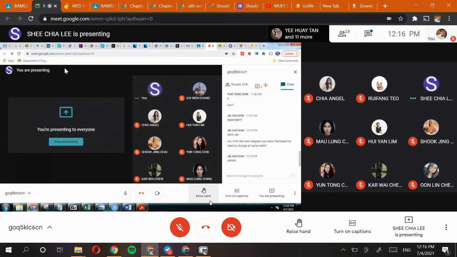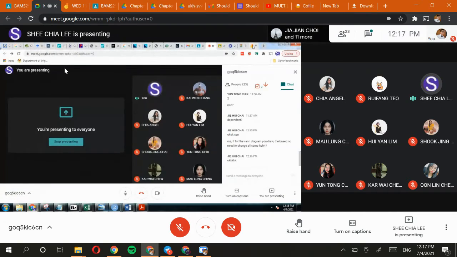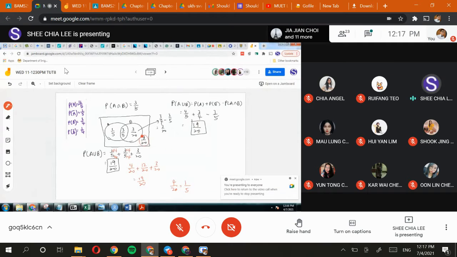Okay. Then the last one, they said neither machine will last 5 years. Neither will last 5 years means A doesn't last, B also doesn't last. So if A doesn't last, 1/5. B doesn't last is 1 over 4. So the answer is 1 over 20. But if according to your Venn diagram, you can directly give your answer 1 over 20, because this is A doesn't last, B doesn't last, which is 1 over 20. Also can.